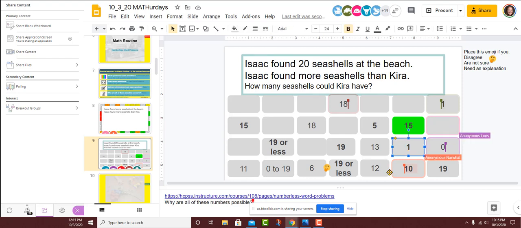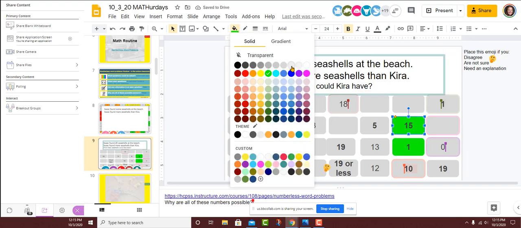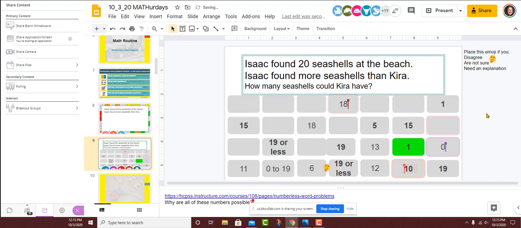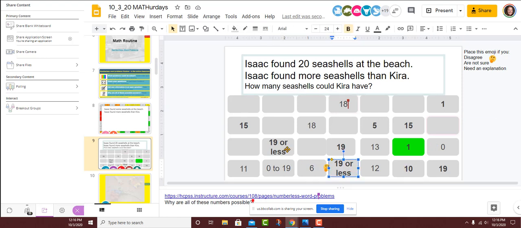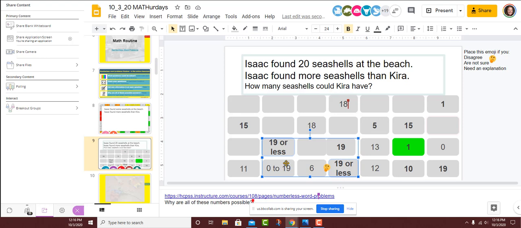Neat. And some people put 1 in bold also. If this is your green piece here, would you like to share with us why you think 1 could be a possible answer? I know that 1 is less than 20, so that could be the number of seashells that Kira has, because that would meet the conditions of the problem of Isaac finding more than Kira. And we even have some that say "or less," or they are a range.